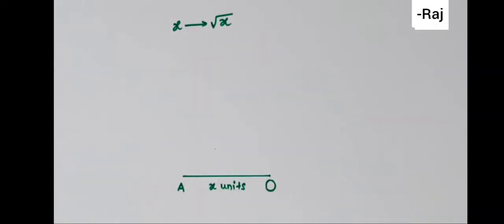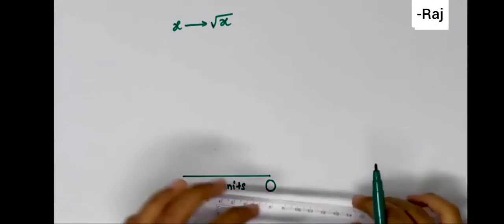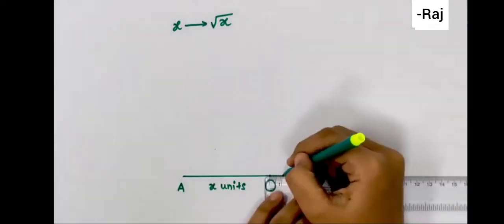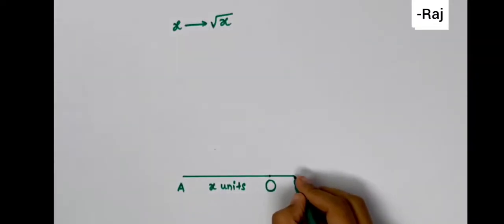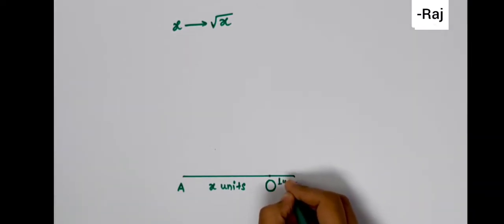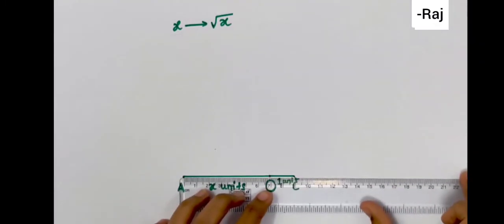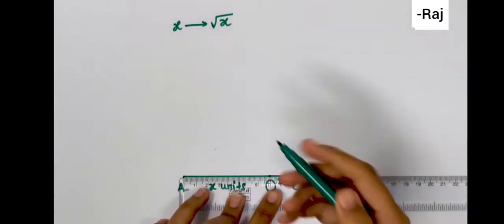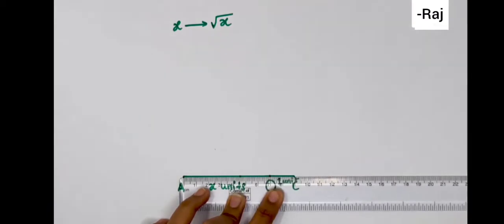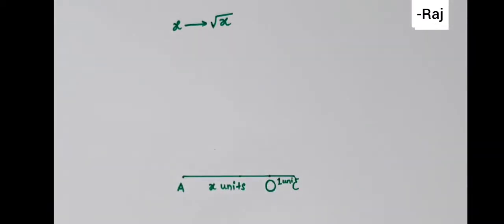The second step is, we have to draw another line of length 1 unit to the right hand side of O. So we will call this line OC and let its length be 1 unit. Now we have to find the midpoint of line AC. We can do it using the construction method, or we can use the ruler. So this is the midpoint and let us mark it as B.